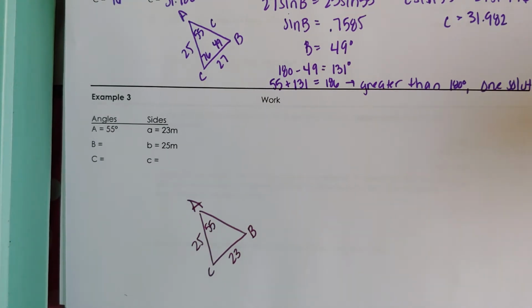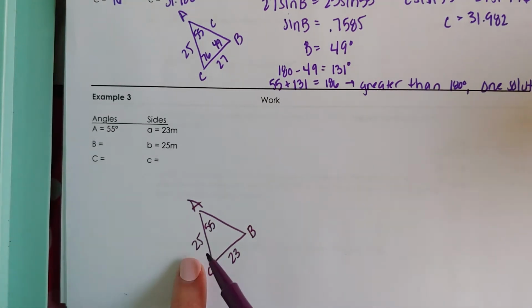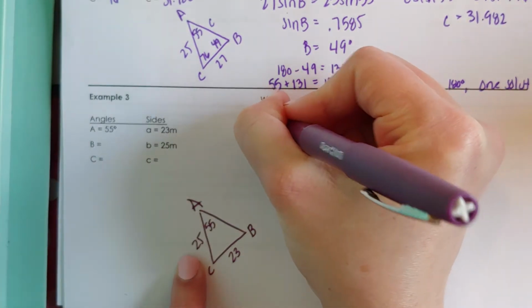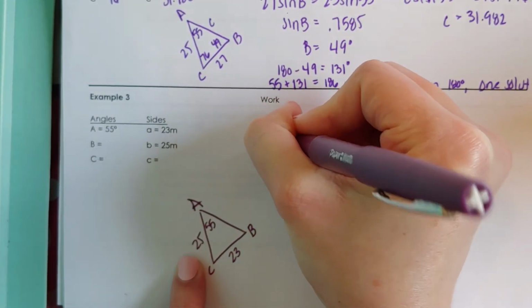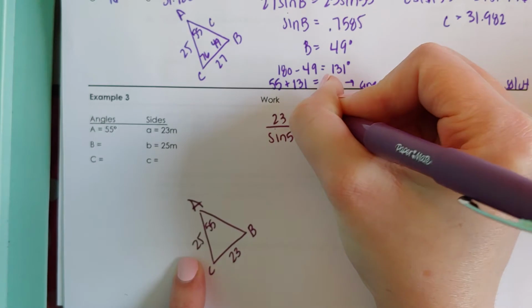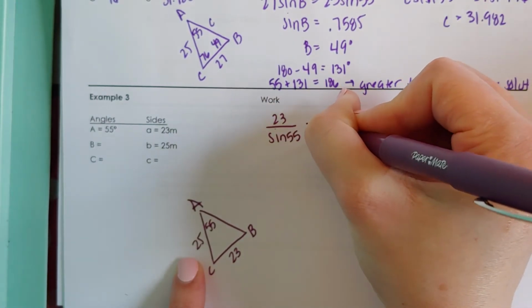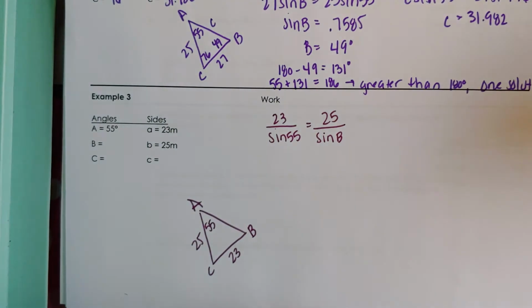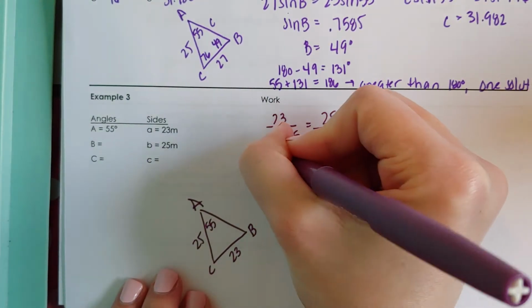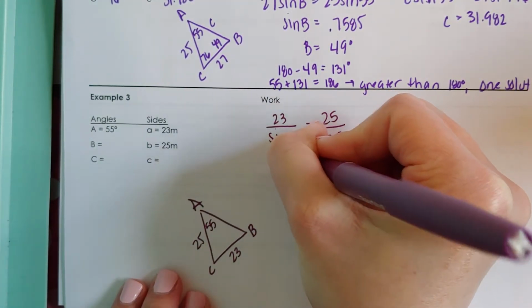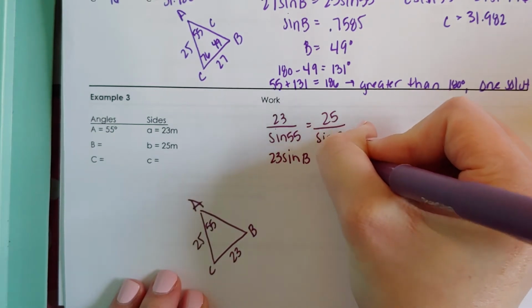Okay, so we're going to first go ahead and find B. We know we have to find B because we have side B. So I'm going to say 23 over the sine of 55 equals 25 over the sine of B. Okay, so you're going to cross multiply. 23 sine of B equals 25 sine of 55.